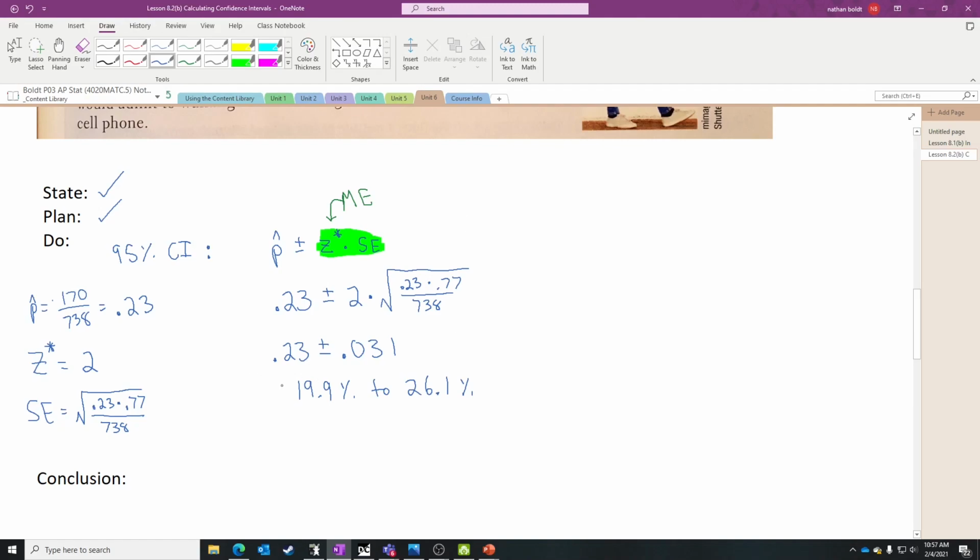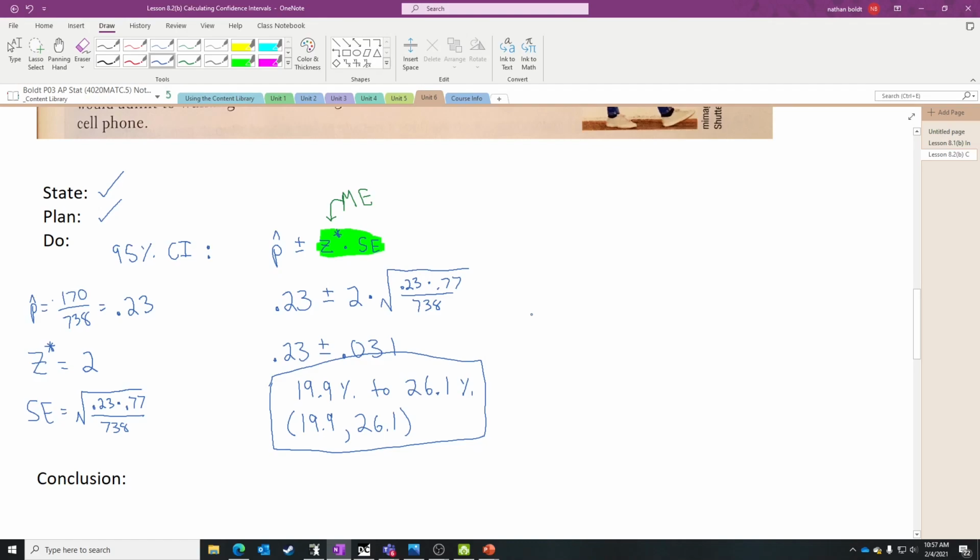All right, there we have our confidence interval. Sometimes you'll see it just written as an interval, 19.9, comma, 26.1. Either of those are perfectly fine representations of that confidence interval. Hopefully that is pretty darn close to what we got in the video. I think they rounded up to 20. They went from 20 to 26, but that's just a little round-off error. Basically the same thing.